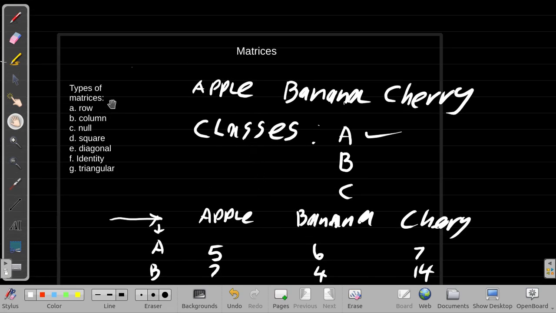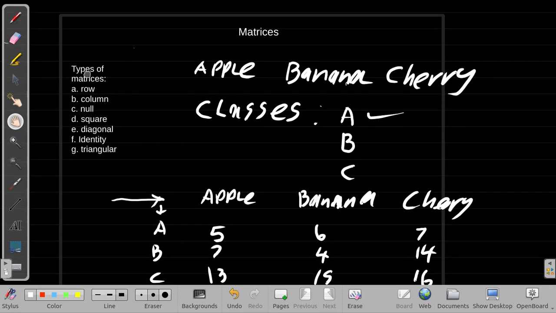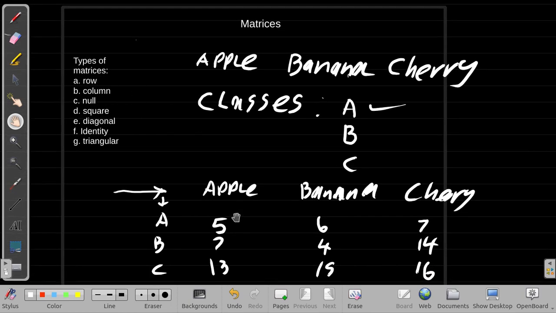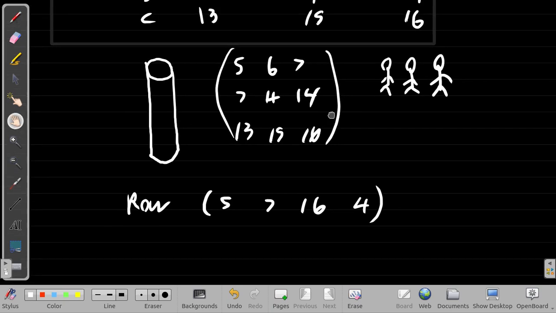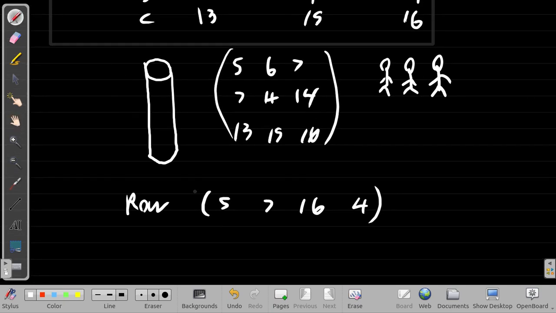Now, this thing says types of matrices, and it's a row matrix. Basically, a row matrix is a matrix with one row. So you have 5, 7, 16, 4. That is a row matrix, you know. Now, this has one row, just one row going across. How many columns do you have? You have 1, 2, 3, 4 columns. Now, let's look at a thing here and see.